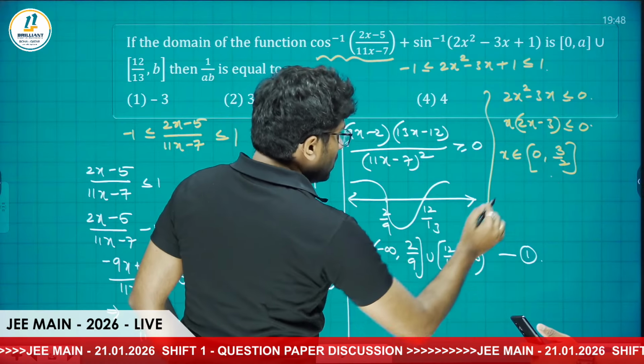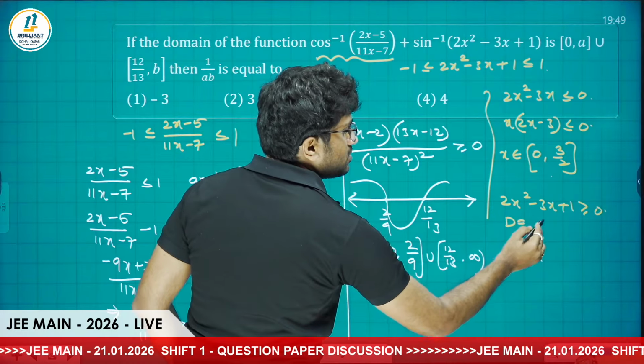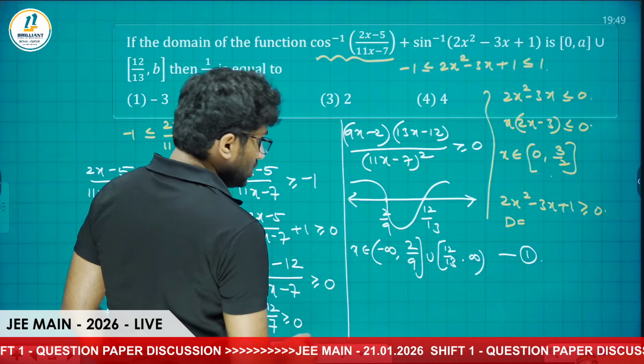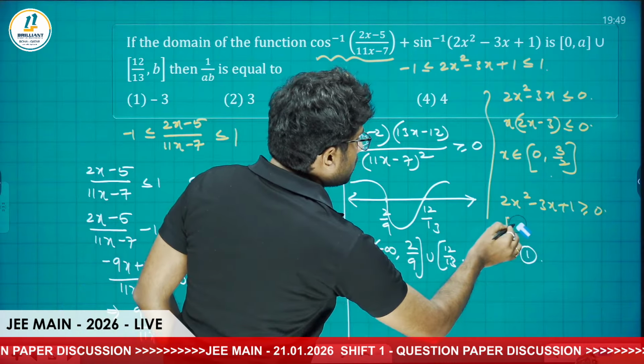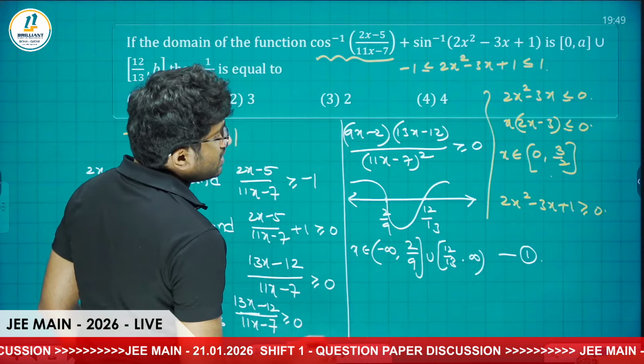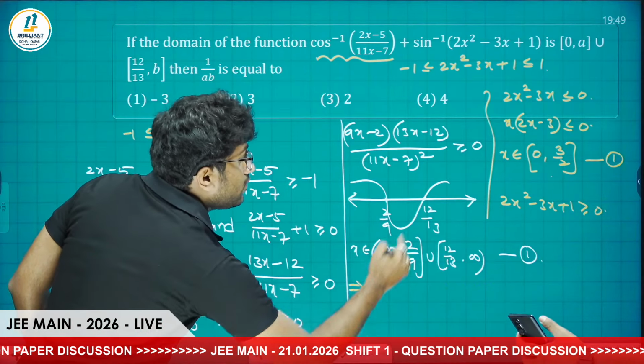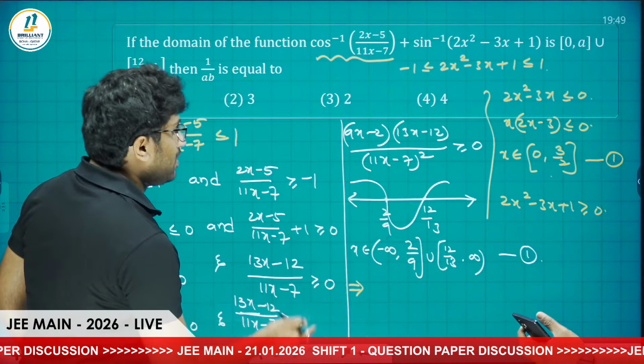The other one is 2x square minus 3x plus 1 is greater than or equal to minus 1, so 2x square minus 3x plus 2 is greater than or equal to 0. If you observe the discriminant of this, b square minus 4ac, it comes out negative, so this always holds. That means on taking equation 1 and equation 2 together, we can simplify this as x belongs to the common region of these two.